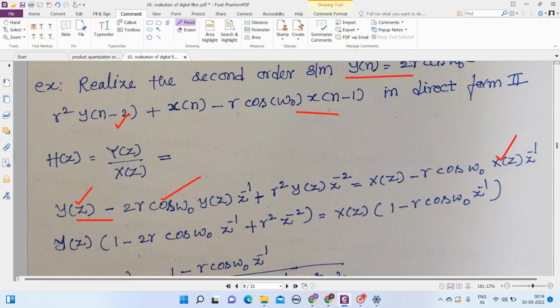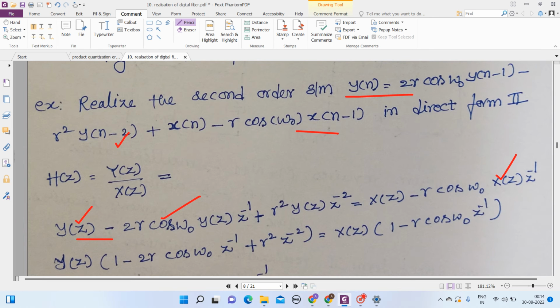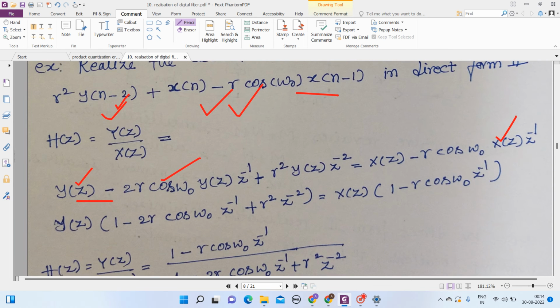Here, actually, they have combined both the output and input equation. You just have to separate the output terms and input terms equation separately. See here, I have taken this term and this term on the left hand side. I have retained the input terms on the right hand side. So that is the first step, right?